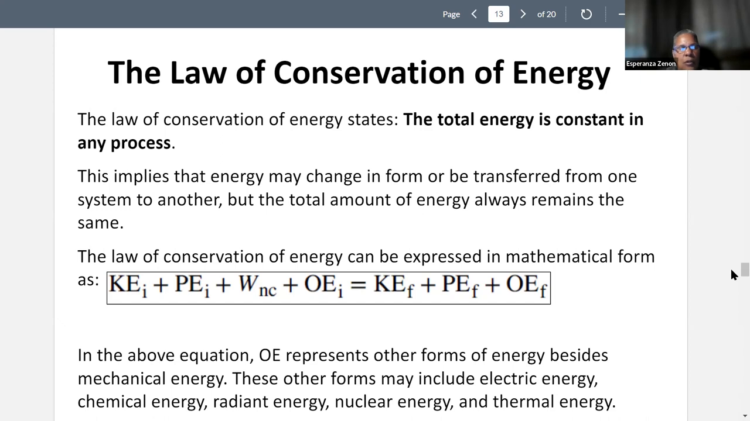So you could have kinetic energy and potential energy at the start. You can have the work done by your non-conservative forces at the start. And then all these other types of energies at the start, whatever they are, electric, chemical, nuclear, thermal, right? When we add up all the total energies that we started off with, that has to be equal to all the total energy that we end up with. So that's a broad statement of the law of conservation of energy, where you bring in all different types of energies and not just mechanical energy.